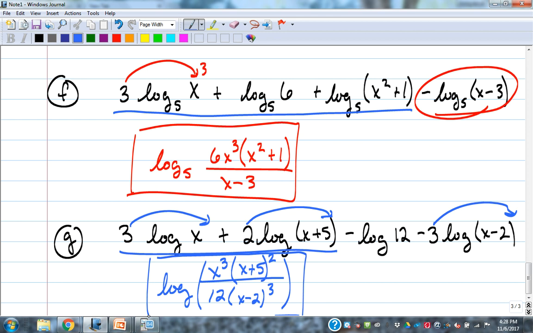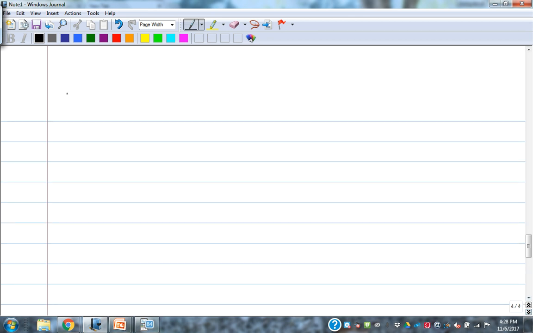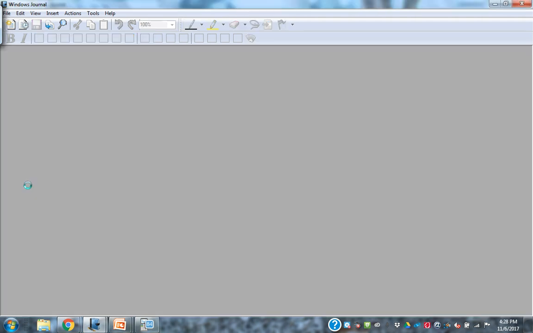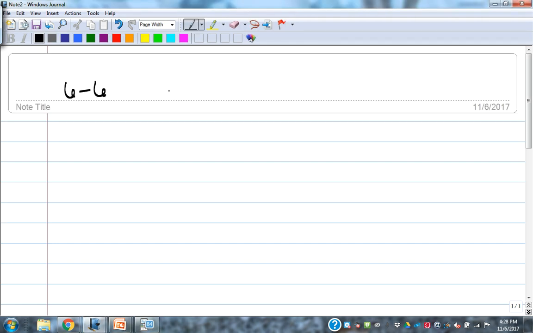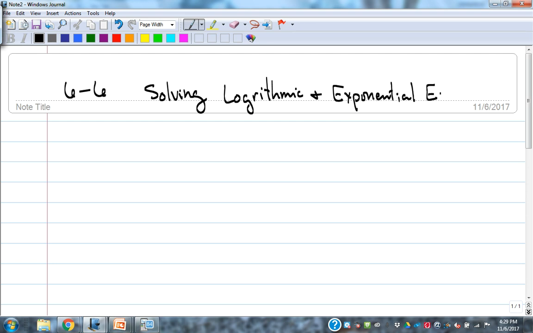Okay. All right. So let's look at solving some logarithmic equations and exponential equations. So we're going to see a little bit of repeat of some things we did last week, and then some things where we're going to use a little bit of these properties to help us get there. Okay, so one new page. 6, solving logarithmic and exponential equations.